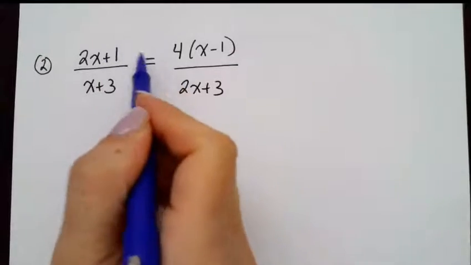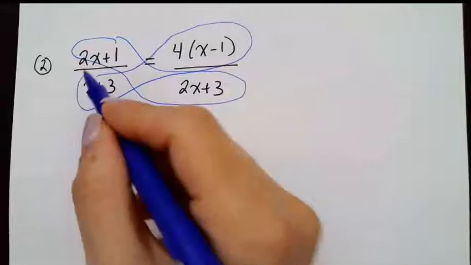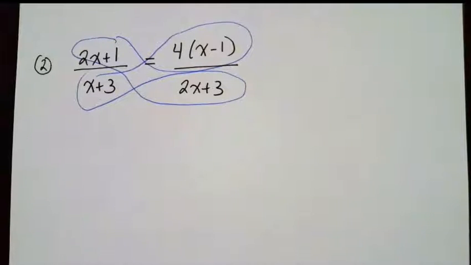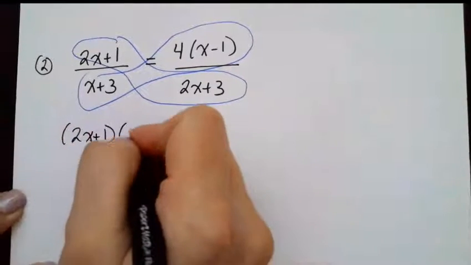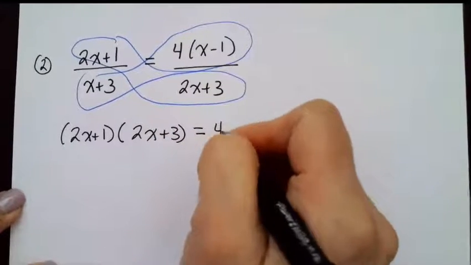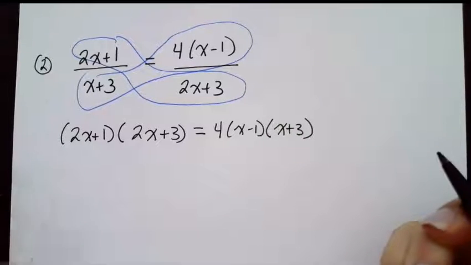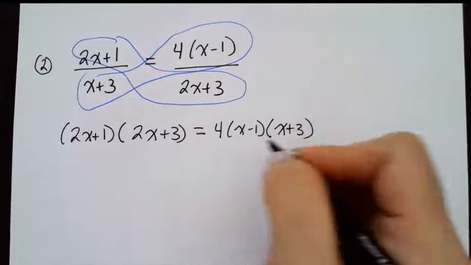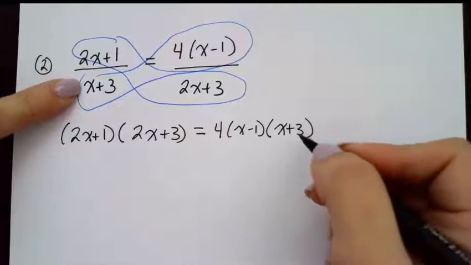In order for them to be equal, the cross products have to be equal. So I'm going to multiply the cross products together. But these are polynomials, so I have to be careful when I'm multiplying. So I'm multiplying 2x plus 1 times 2x plus 3, and that should be equal to 4 times x minus 1 times x plus 3. You know what? Before I forget, let's find the domain, because now that we have eliminated denominators, we don't want to forget where this came from. So let's go back and look at the domain before we continue here.